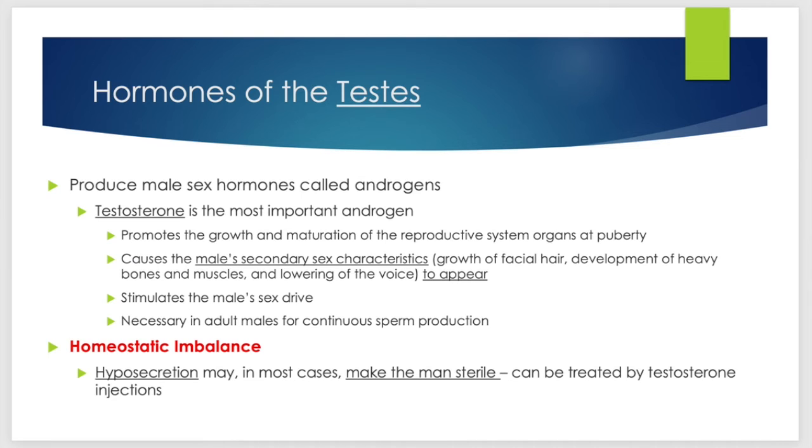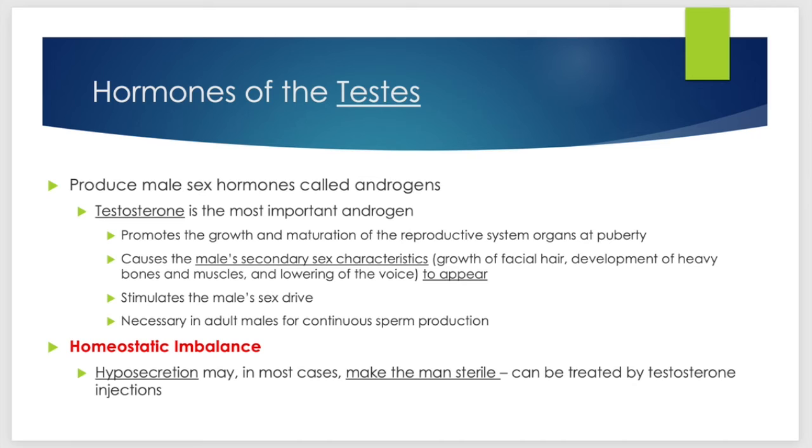Next, if we look at the hormones of the testes, they produce male sex hormones that we refer to as androgens, and testosterone is the most important androgen. It's going to promote growth and maturation of the reproductive system organs at puberty. It will cause the secondary sex characteristics of the male to appear, which would include the growth of facial hair, development of heavier bones and muscles, lowering of the voice. It also stimulates a male's sex drive, and it is necessary in males for sperm production.